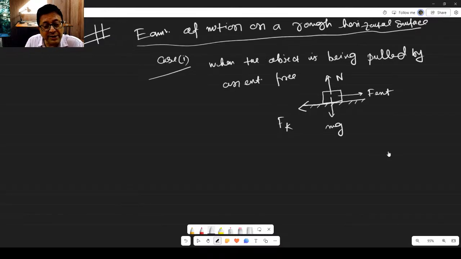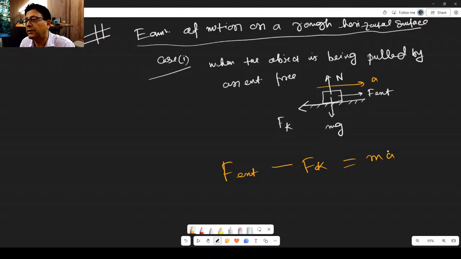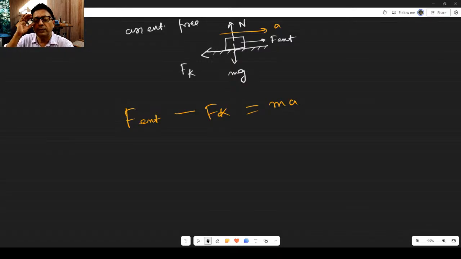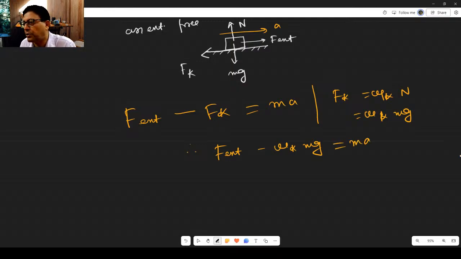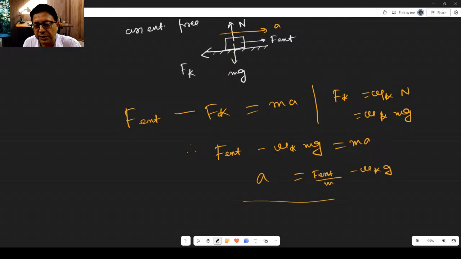So what will be the equation of motion here? You all can write: F external minus Fk equal to mass into acceleration. Am I correct? External force minus frictional force equal to mass into acceleration. Fk is going to be what? Fk equal to mu k into N, that is mu k into mg. So F external minus mu k mg equal to ma. Acceleration can be found: F external by m minus mu k into g. Am I correct?